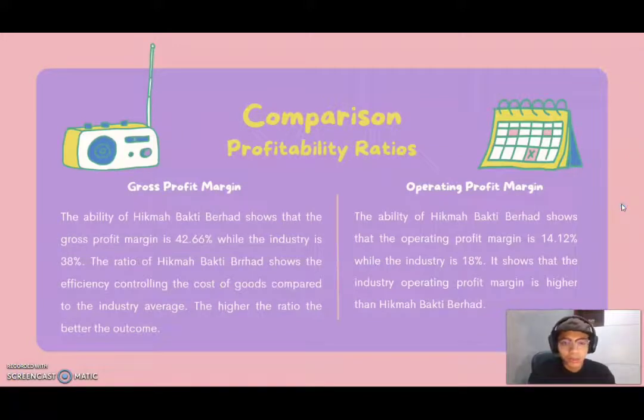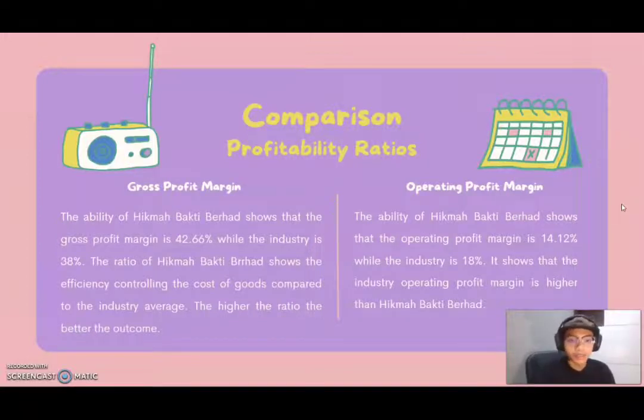So now we're going to talk about the comparison of profitability ratios. The first one is gross profit margin. The gross profit margin of Hikmah Bati Berhad is 42.66%, while the industry is 38%. The ratio of Hikmah Bati Berhad shows efficiency in controlling the cost of goods compared to the industry average. The higher the ratio, the better the outcome.